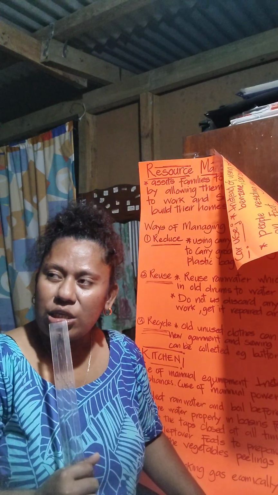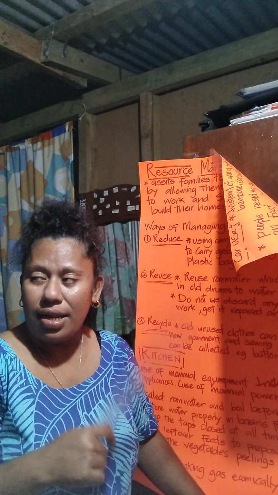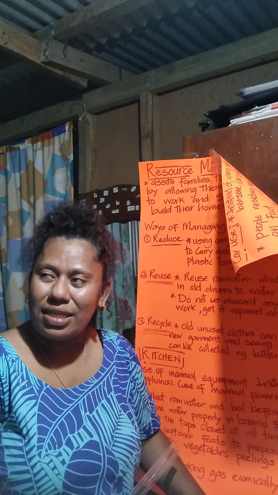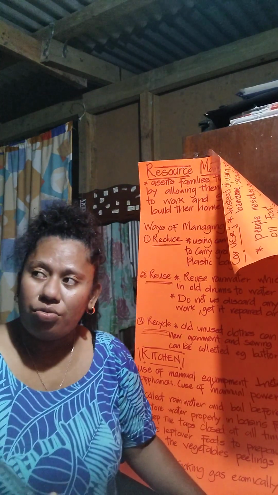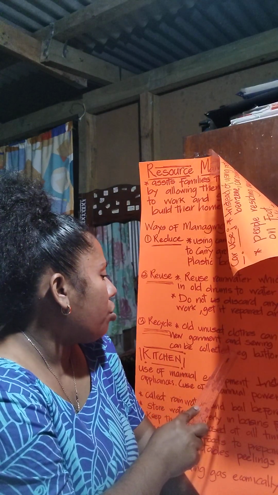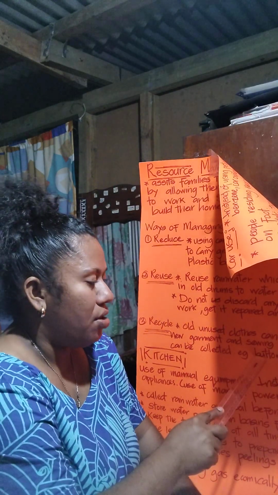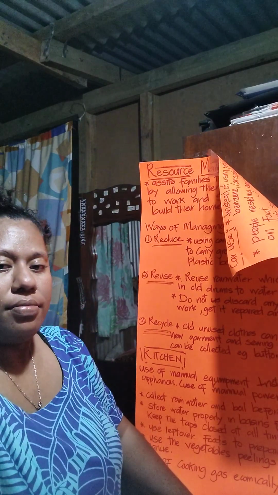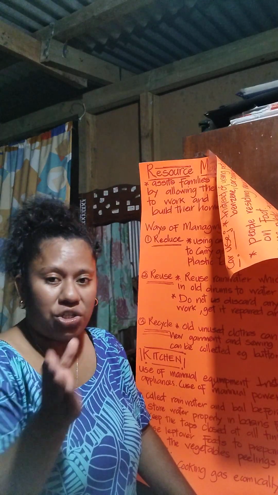I think next week we'll be having a TVET week. We will use this lesson, this 3R, as an example through TVET week. Also, from that unused clothes, you can collect the buttons, zips, hooks, and you use them again. These are some ways of managing non-renewable resources at home.